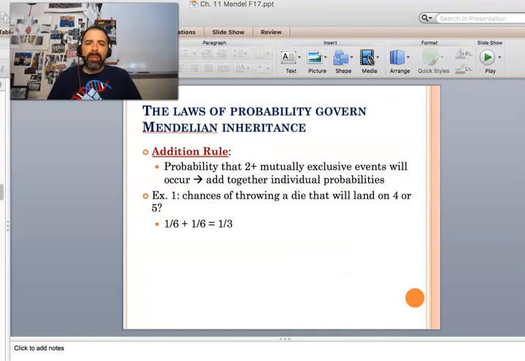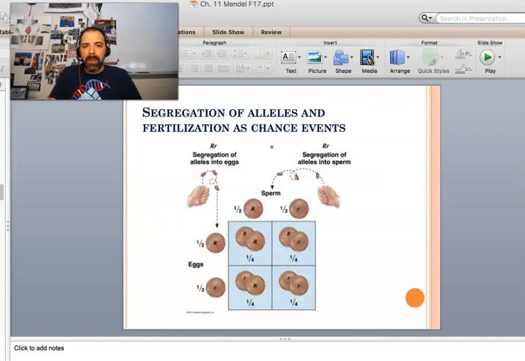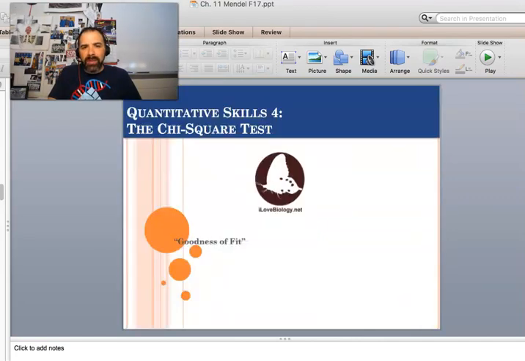Addition rule: the probability that two or more mutually exclusive events will occur, you add them together. So the chance of throwing a die that will land on a 4 or a 5: you get 1 out of 6, 1 out of 6, 2/6, reduce it down to 1/3. Segregation of alleles and fertilization are chance events. So if we flip some coins, which we'll be doing when we look at chi-square and cystic fibrosis.